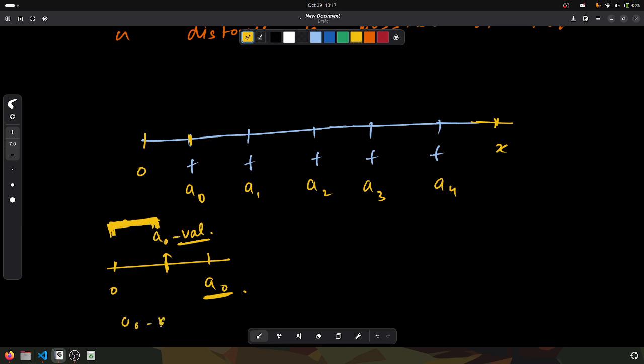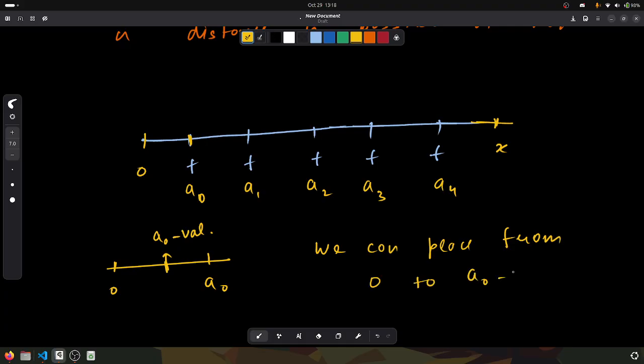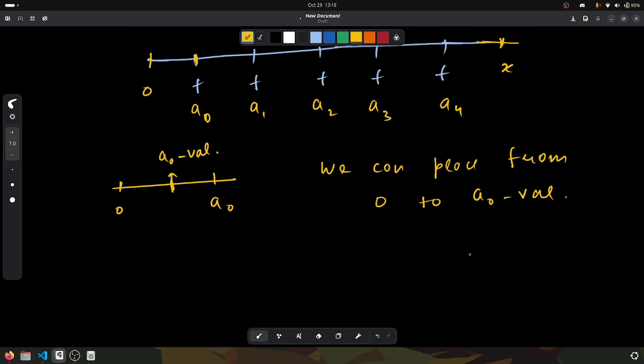Actually, A0 minus val might be less than 0. It might come here. So in that case, we will not be able to place any teleporters, because this value is already gone below 0. So we can place the teleporters from 0 to A0 minus val. This is one way we can place, and similarly here also we can do the same procedure, and we can place from A4 plus val to x. In these two ranges we can place the teleporters on all the points.